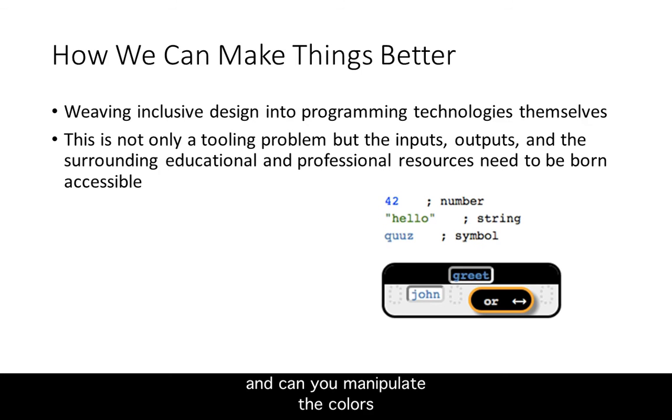And can you manipulate the colors so that someone who's colorblind can just simply flip a flag and actually be able to play the same game without a lot of complexity going into that decision. There's all of these considerations to be made when we're thinking of computer science accessibility, in addition to the resources and everything else around the educational and professional resources that we've talked about.